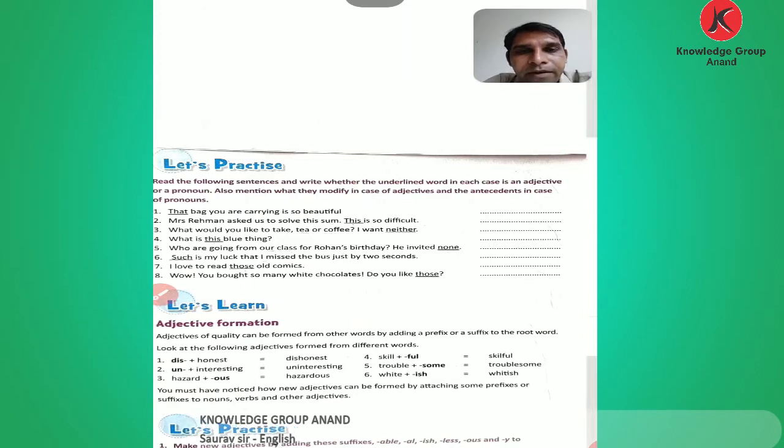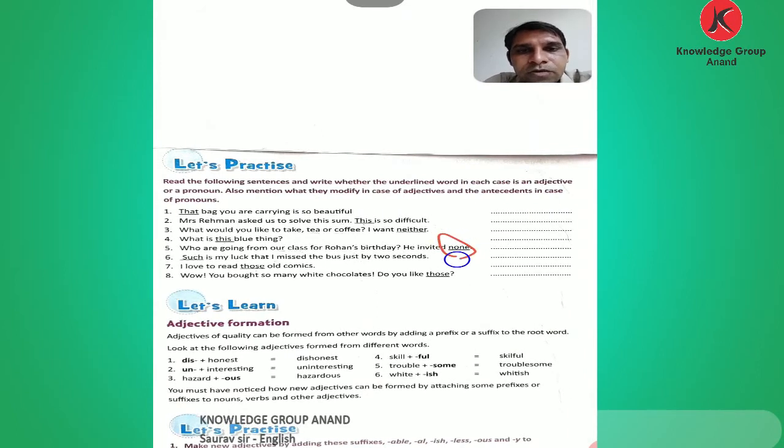Number 5: who is going from our class for Rohan's birthday? He invited none. So none is used as a pronoun. In our class, he invited none. Nobody was invited by him, meaning none. So that is the pronoun, and class describes it.